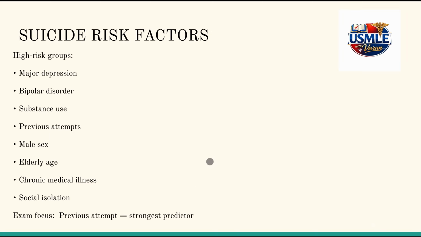Suicide risk factors include depression, bipolar disorder, substance use, previous attempts, male sex, elderly age, chronic medical illnesses, and social isolation. Whenever a previous attempt is mentioned in the question, it is the strongest predictor for future suicidal risk.